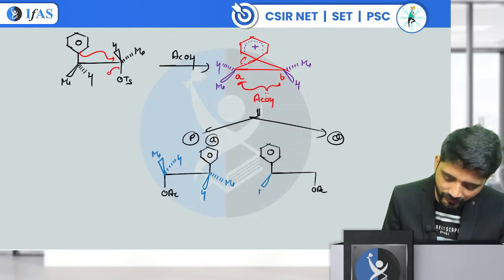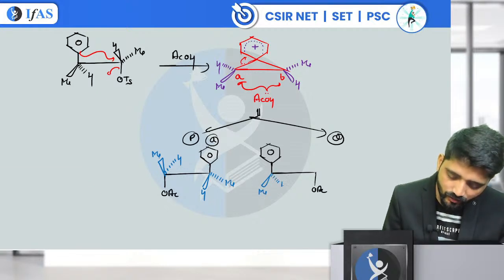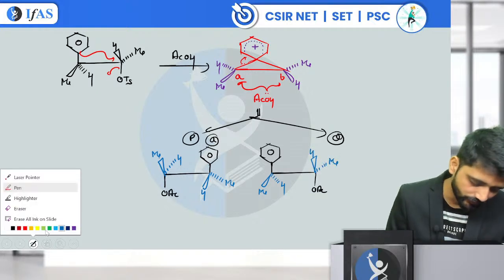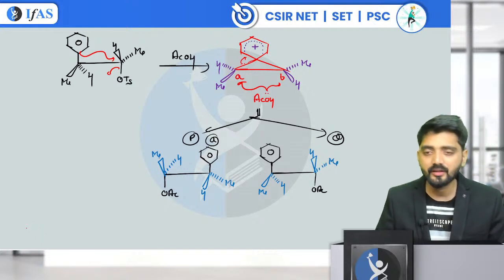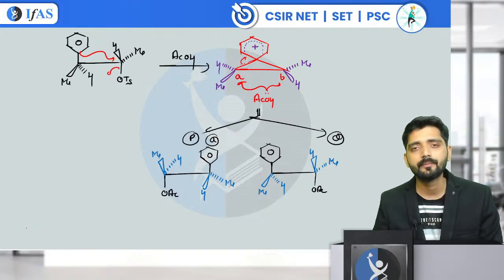Here we have a methyl that is above the plane and a hydrogen that is below the plane. Placing hydrogen here above and a methyl below the plane. Now you need to compare the relationship between the two molecules.